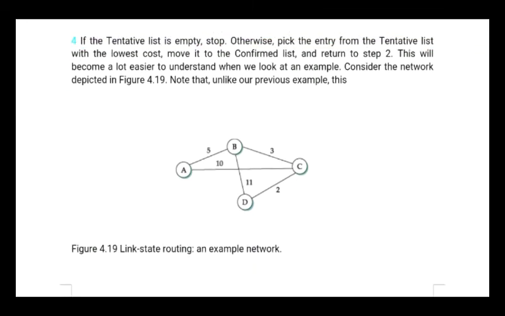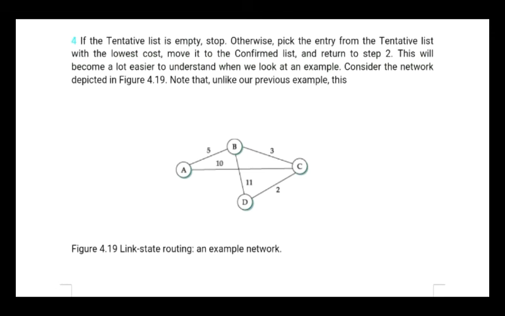There is another route, D to B, B to A, which is 11 plus 5, so 16. Now when C says that it can reach A through B at the cost of 8, and D can reach C at the cost of 2, it means that through C it can reach A at the cost of 10. Of these two, this is the shortest one, and then it is going to put it into the confirmed list. In this way, this process continues.